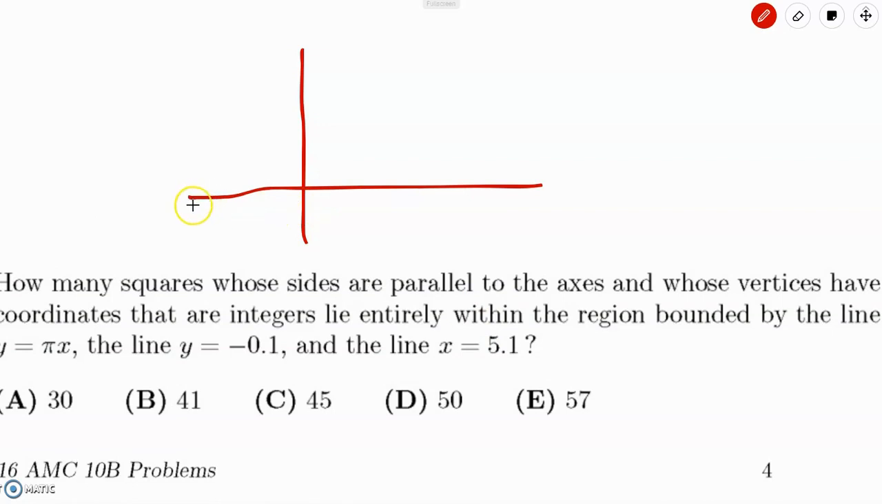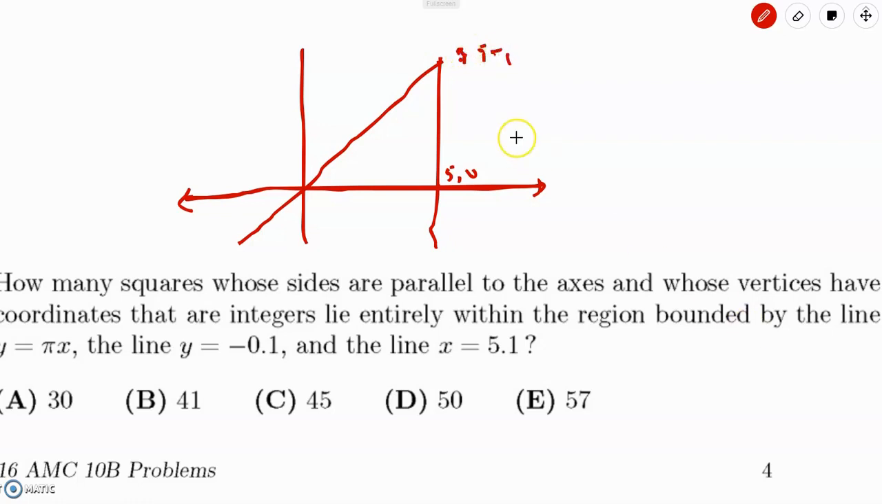So essentially the line y equals negative 0.1 doesn't contain any integers less than 0. So we can just replace it with the line y equals 0 and essentially get the same result because we only want squares on lattice points. The line x equals 5.1 also doesn't contain anything greater than 5, so we can replace it with x equals 5. So this is essentially 5, 0, this point over here. And we have this other line y equals pi x, so that goes like this. It meets here at 5, 5 pi, and it meets the origin at 0, 0, obviously.